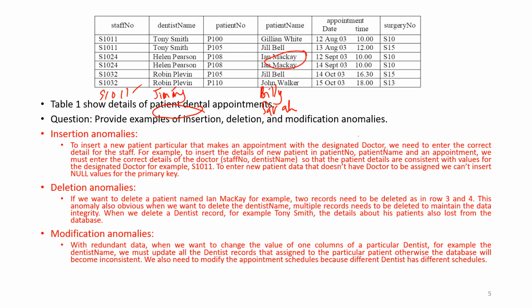Okay, the third one is the modification anomalies. So with redundant data, when we want to change the value of one column of a particular dentist, for example, the dentist name, we must update all the dentist records assigned to the particular patient. Otherwise the database will be inconsistent. So it means that if we want to modify a single data item, we need to ensure that all related data must also be updated. If not, then it makes a problem.